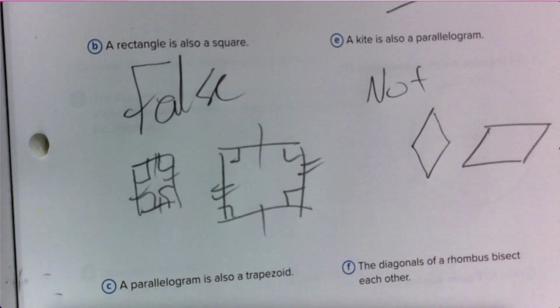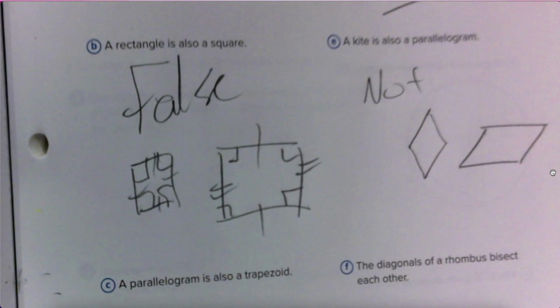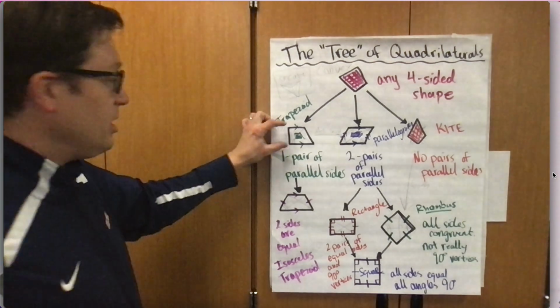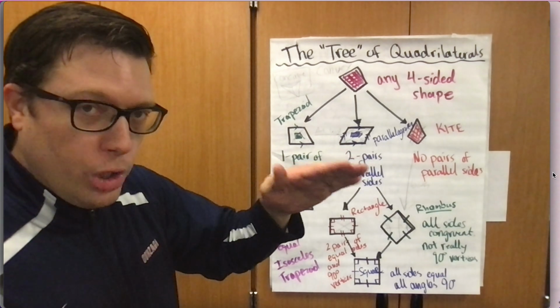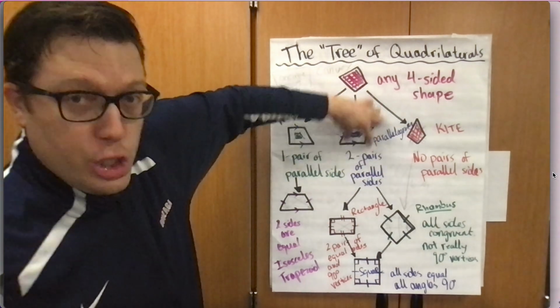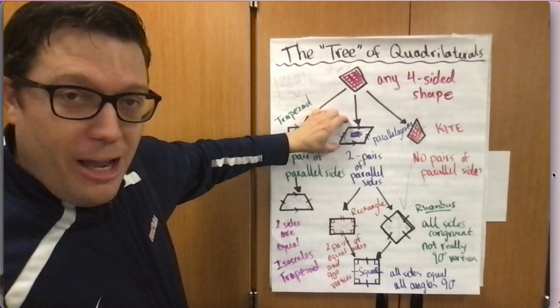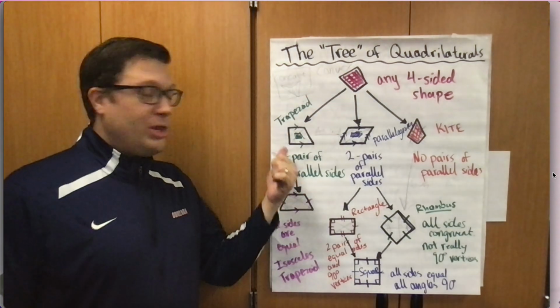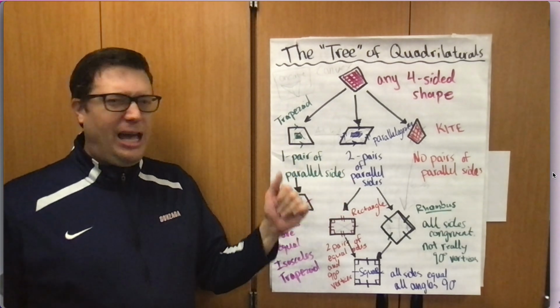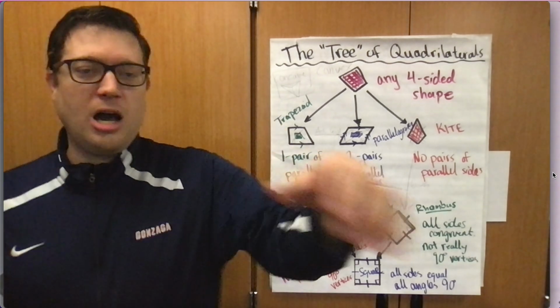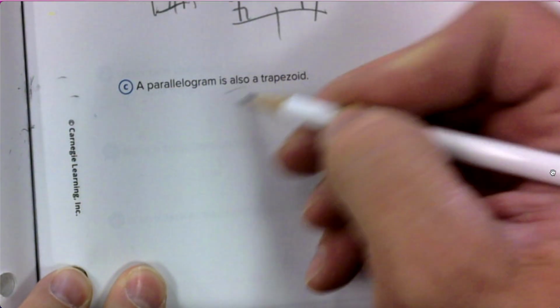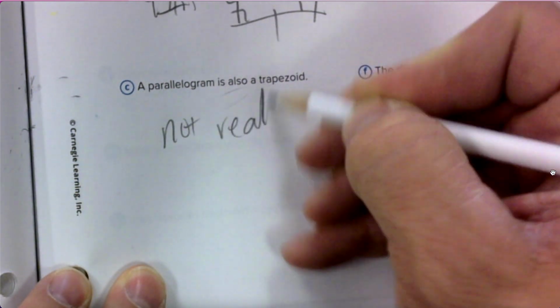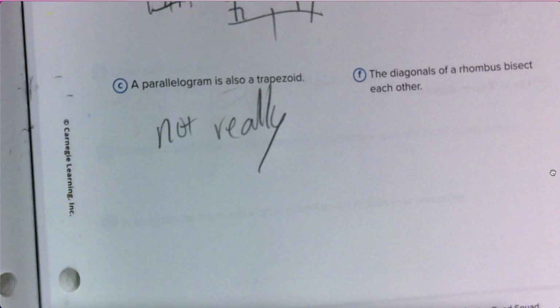All right, kite versus parallelogram. A parallelogram is also a trapezoid. For a parallelogram to be a trapezoid means that you have at least, maybe just one pair of parallel sides. In a parallelogram, the word is in the name, two sides are parallel, and there's a second pair of parallel sides. In a trapezoid, there's one pair, at most one pair, at least one pair. A trapezoid is not a special type of parallelogram. A parallelogram is also a trapezoid. Not really.